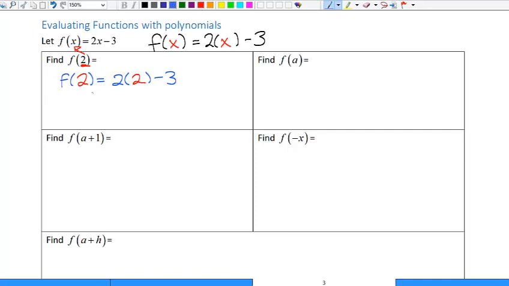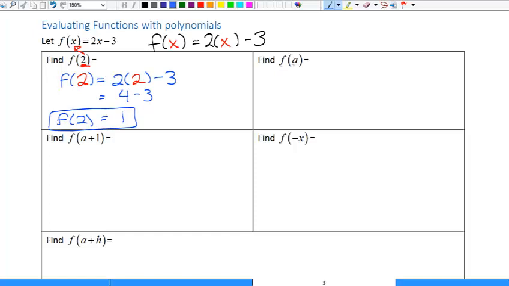So then I'm going to evaluate this. 2 times 2 is 4. 4 minus 3, which is 1. So therefore f of 2 is equal to 1. Now that wasn't really a polynomial, that was just a constant term. So let's go ahead and use that to help us on the next problems.